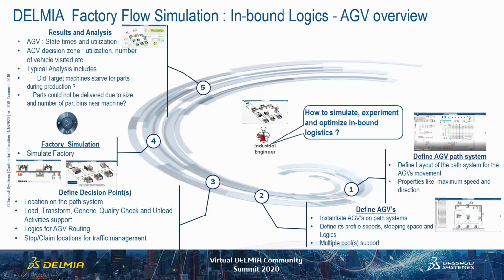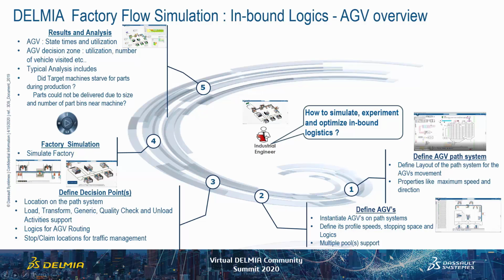And out of the simulation, you get results live during the computation, but at the end also by report and so on. And you get a lot of KPIs to perform your analysis and make decisions. For example, you can easily identify if target machines starve for parts during production, or parts could not be delivered due to the size and number of part bins near machines.